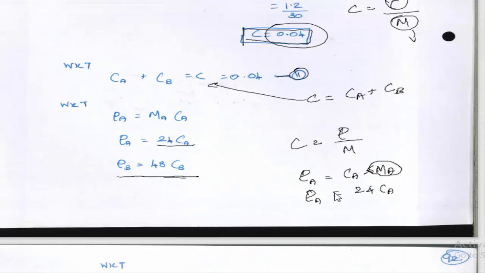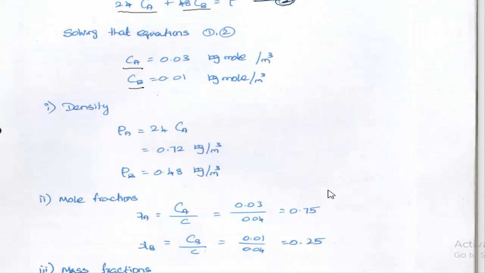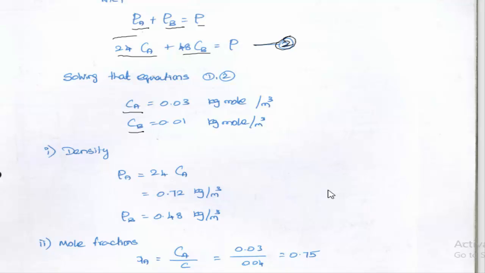In equation 1 you can write Ca equal to 0.04 minus Cb. Just substitute that value here: 24 times (0.04 minus Cb) plus 48 Cb equal to rho. From this equation you can find the Cb value. Once you know the Cb value, automatically from the other equation you can find the Ca value. So I find the Ca and Cb values just like that.